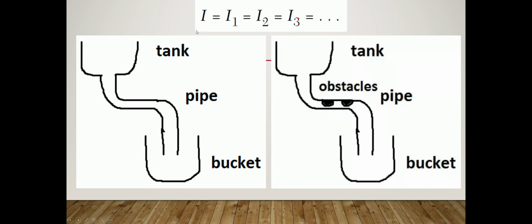So let's take a look at it this way. Let's take a tank of water, and this pipe is a circuit. Because the tank of water is at such a high level, it's going to push all the water through this pipe into the bucket. So this pipe is the current through which the water is flowing. Now, if you add some resistors, some light bulbs, you can think of them as obstacles.